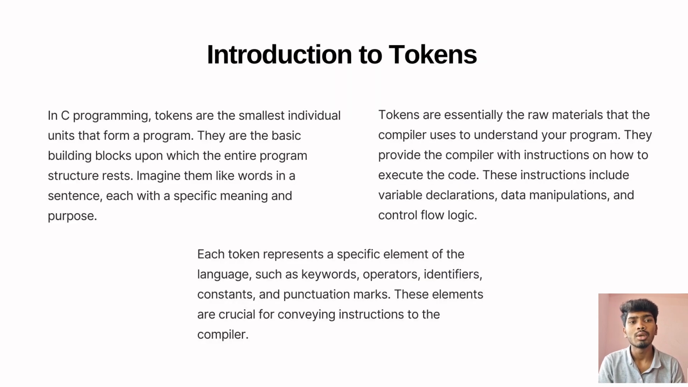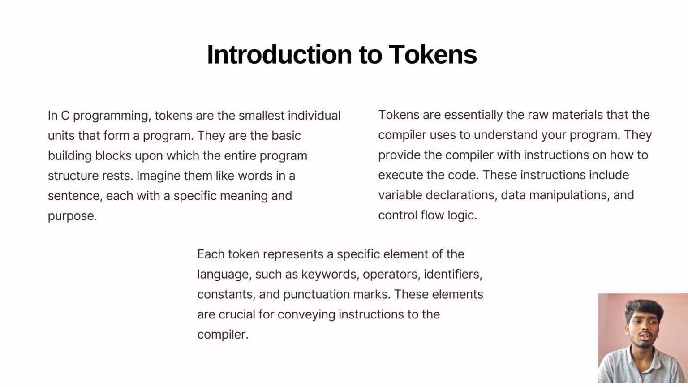Introduction to tokens. In C programming, tokens are the smallest individual units that form a program. They are basic building blocks upon which the entire program structure rests. Imagine them like a word in a sentence, each with a specific meaning and purpose. Tokens are essentially the raw materials that the compiler uses to understand your program. They provide the compiler with instructions on how to execute the code.